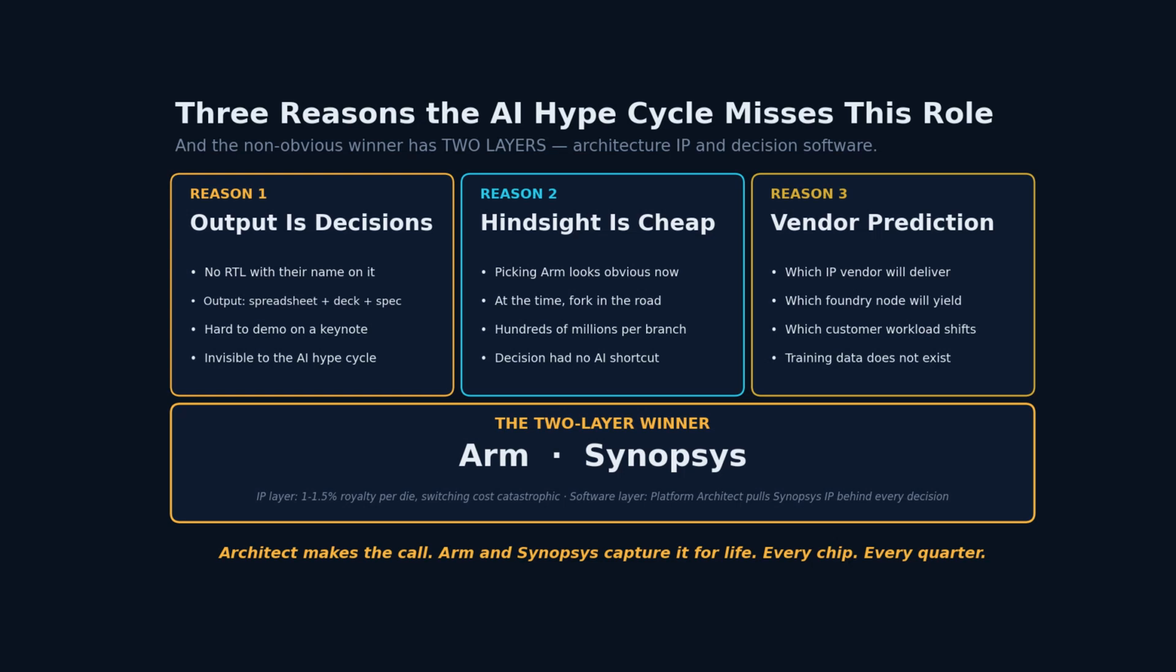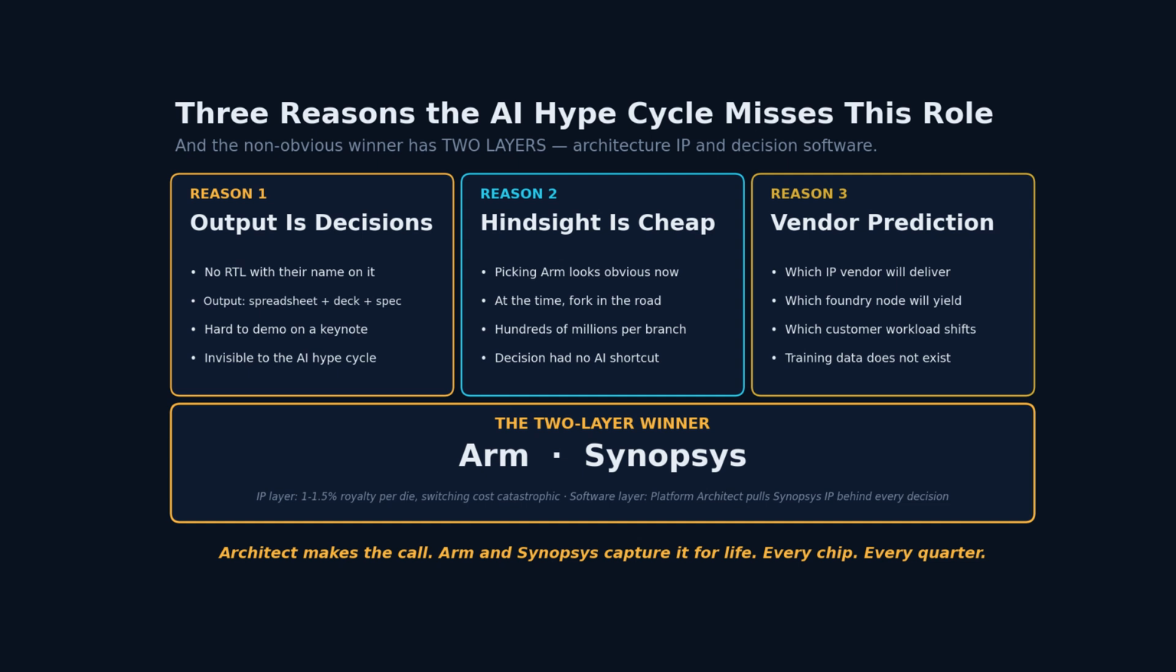Switching cost is catastrophic. Layer 2 is the architecture decision tools. The winner is Synopsys. Their platform architect product is where the system architect models the chip before any RTL exists. Their IP catalog sits one click away inside those same tools. Once the architect models the chip in Synopsys, the recommended IP comes from the Synopsys catalog. The decision software pulls the decision IP behind it.